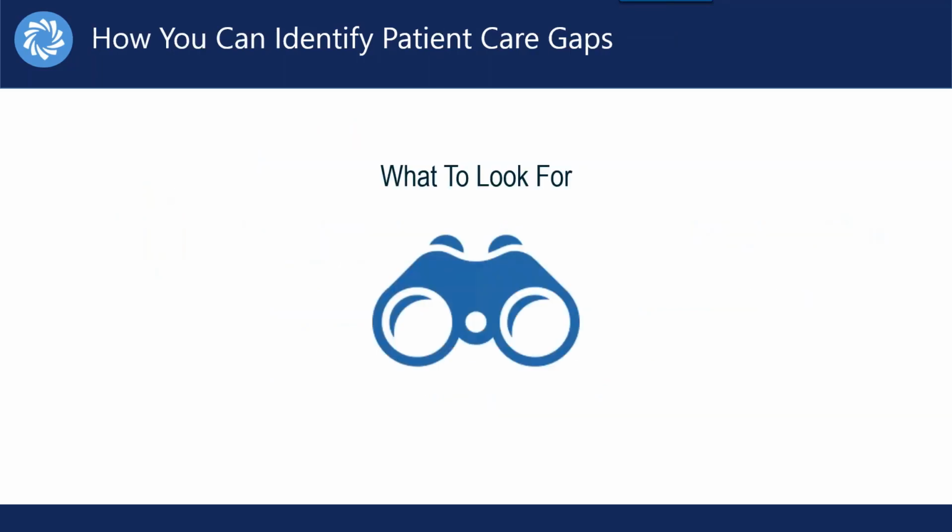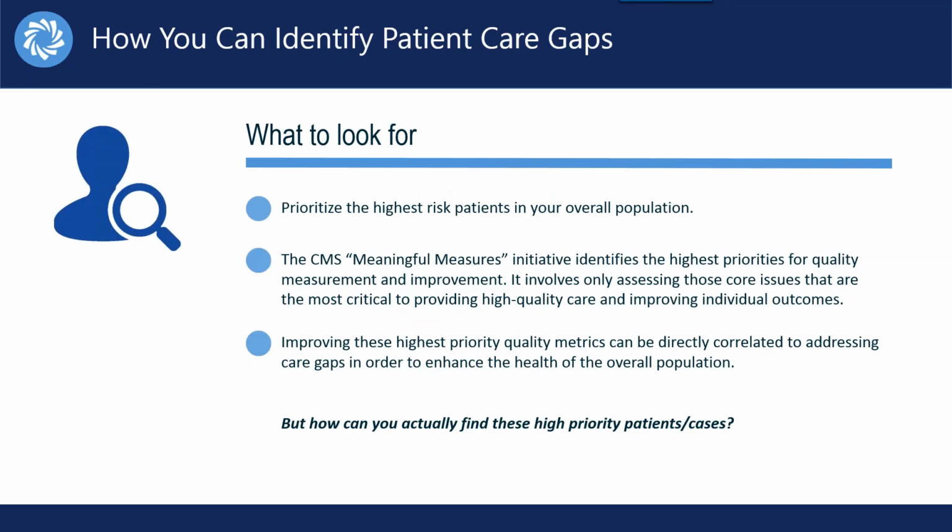So what to look for? Prioritize the highest risk patients in your overall population. The CMS Meaningful Measures Initiative identifies the highest priorities for quality measurement and improvement. It involves only assessing those core issues that are the most critical to providing high quality care and improving the individual's outcomes. Improving these highest priority quality metrics can be directly correlated to addressing care gaps in order to enhance the health of the overall population.